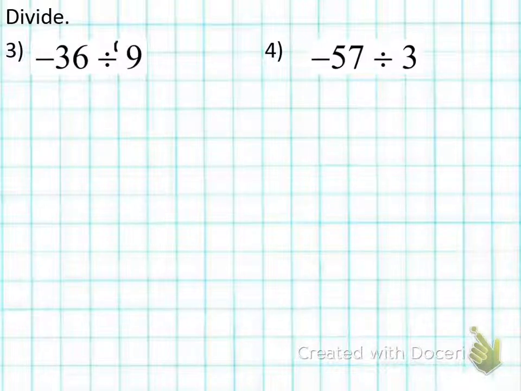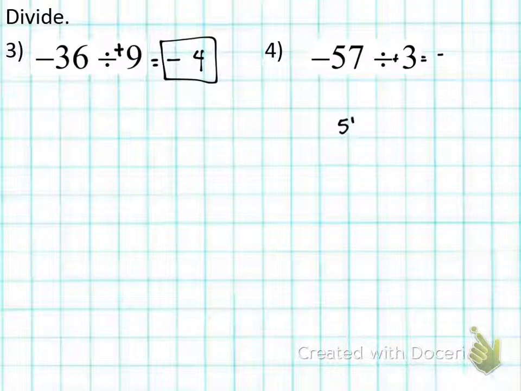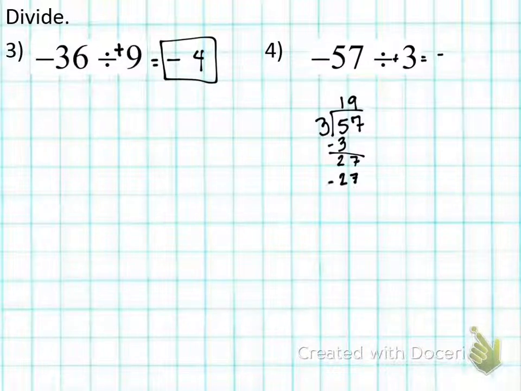All right, negative divided by positive will equal a negative. 36 divided by 9 is 4, so our answer is negative 4. Okay? Next one, number 4. Go. So number 4, we got negative divided by positive, which is going to equal a negative. 57 divided by 3. You could show your work on this one. Remainder of 0, so your answer is negative 19.